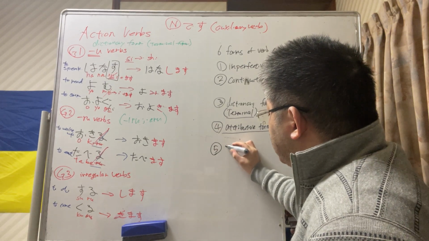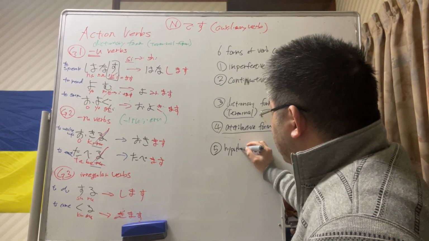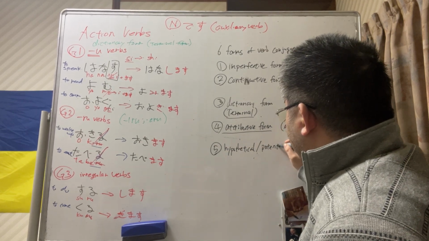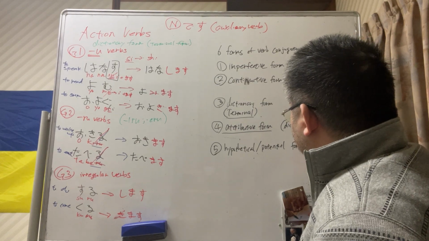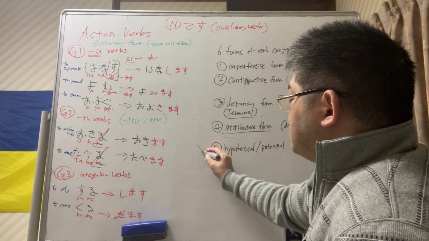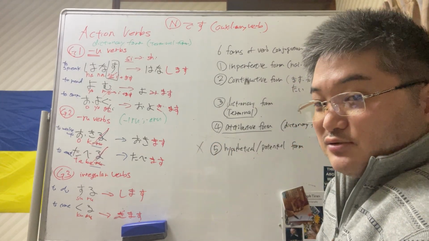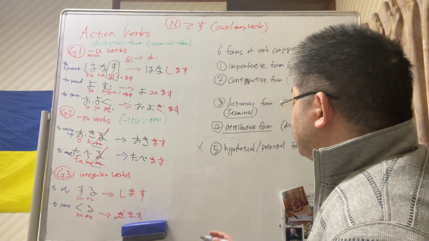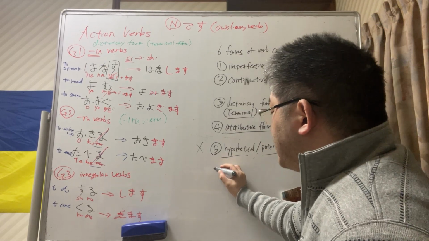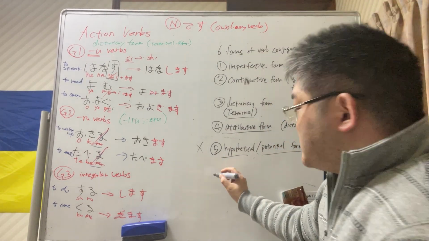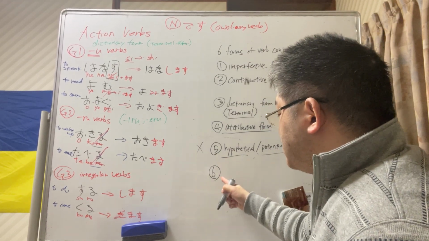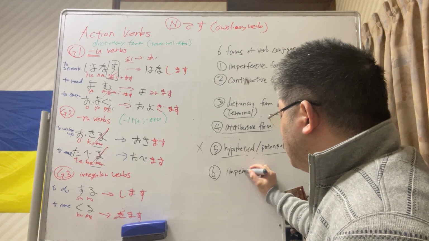This one is the hypothetical, potential form, and to be honest, we don't really need it now. It's a hypothetical and potential thing. I will explain this later, but there's this form. For now I just want you to know that there is this form, and in the sixth we have the imperative.